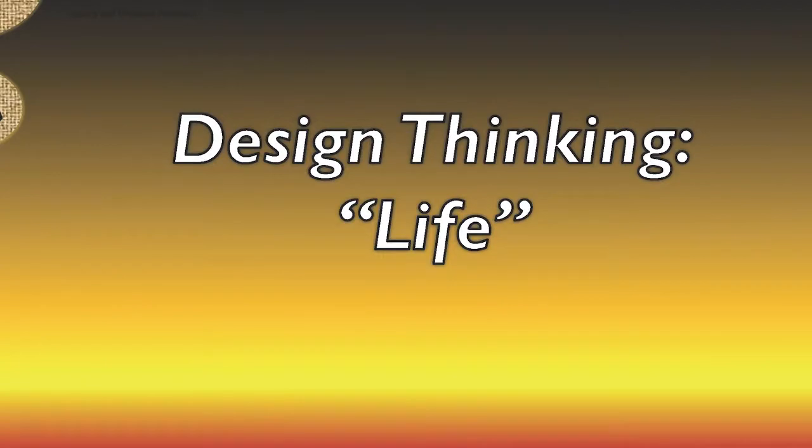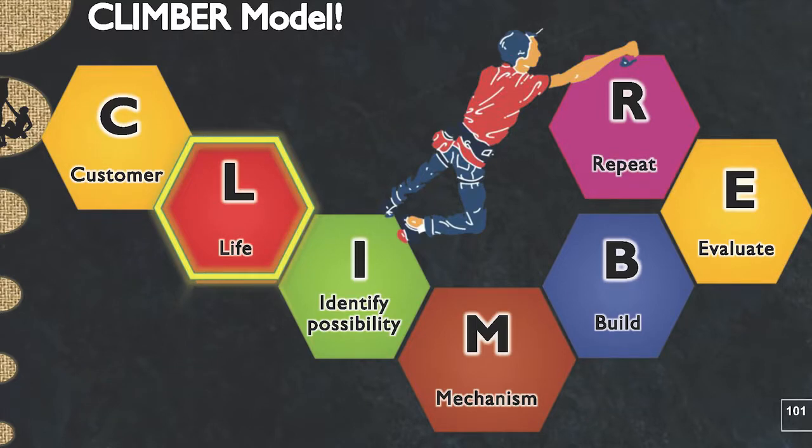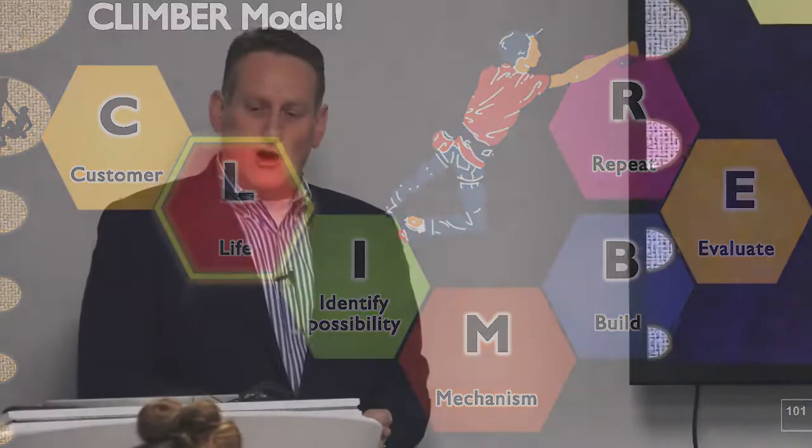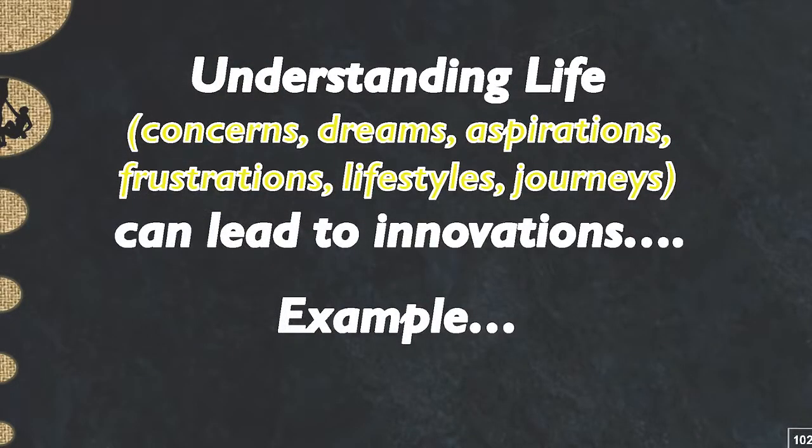And now the next stage, which is actually still sort of part of the first phase, is life. So we now have customers like Cryptocurrency Craig or whatever. Now you need to think about how they spend their life. How do they spend their time? Are there ways that they do things that frustrate them? So if it's Cryptocurrency Craig, is there some particular journey or process that he has to go through that he finds frustrating? So understanding life, the concerns, dreams, aspirations, frustrations, lifestyles, journeys, all of those kinds of things.